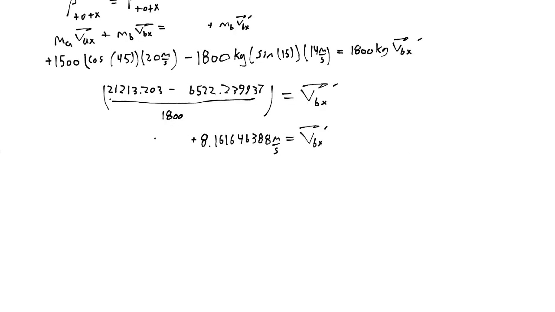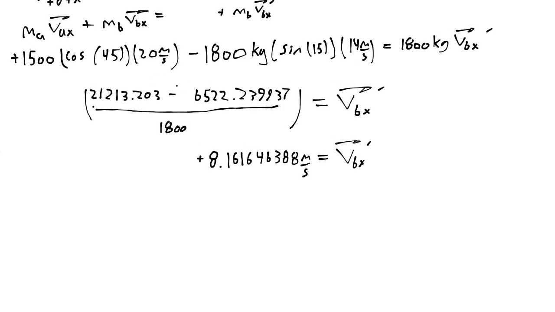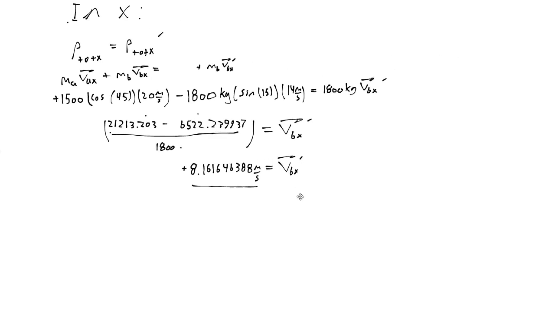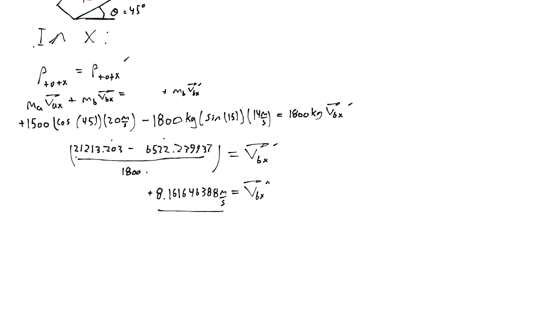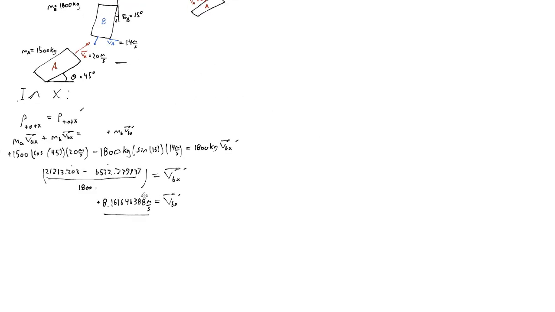Okay, so I put those two numbers in my calculator. Those should be the two numbers you get, so this one and that one, and then divide by 1800. So subtract the two, divide by 1800, and you should get this number right here. So that is the x velocity for B, but now we need to find the y velocity.